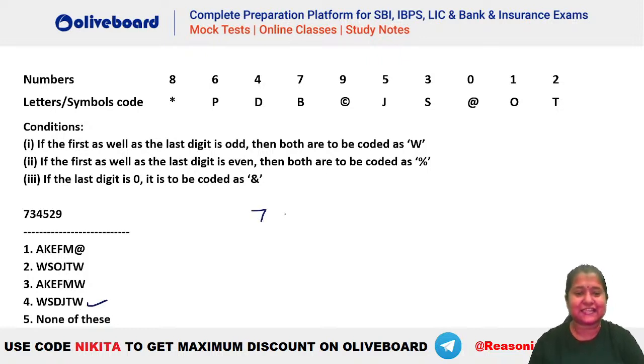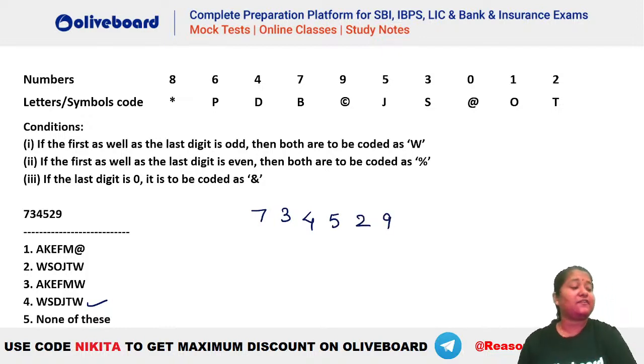Let's check. 7, 3, 4, 5, 2, 9. So this is the number that has been given to us, and we need to code this particular number, right? इस particular number को हमें code करना है. तो चलो देखते हैं किस तरह से करेंगे इसको.